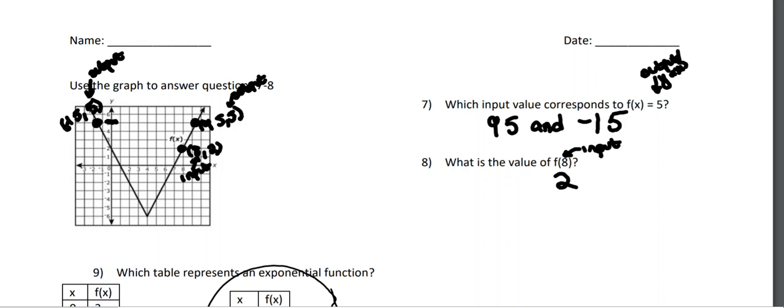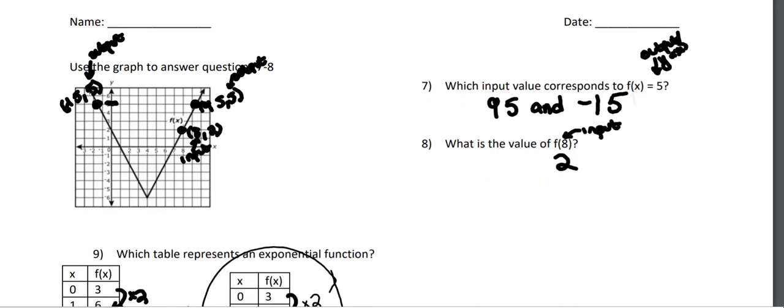Question 8, what is the value of f of 8? So here we have an input of 8. So you look at 8 on the x-axis and find the point that has an x value of 8, and that is (8, 2). So an input of 8 gives an output of 2.